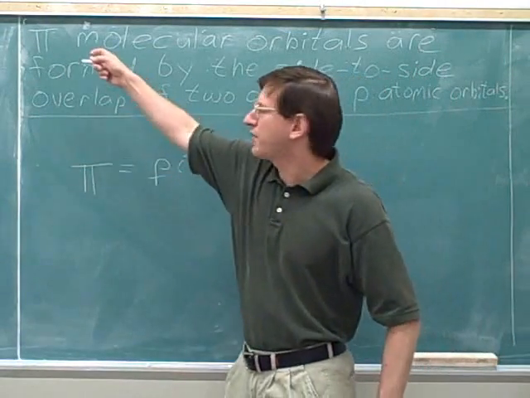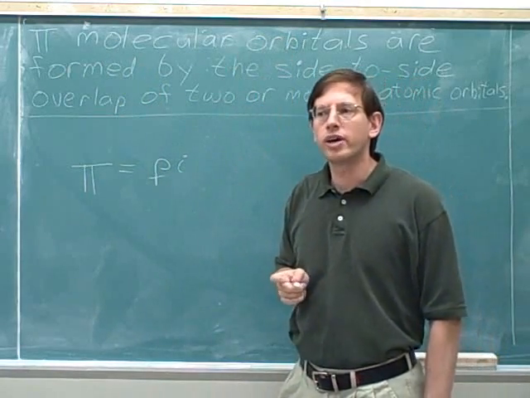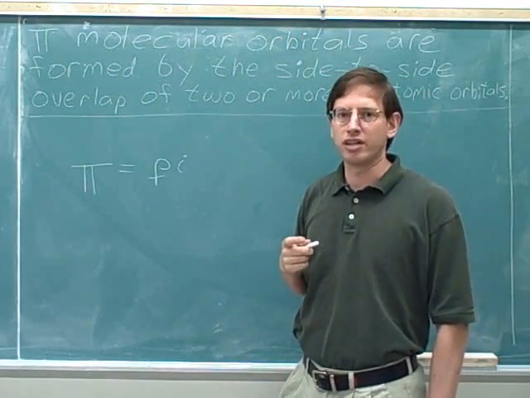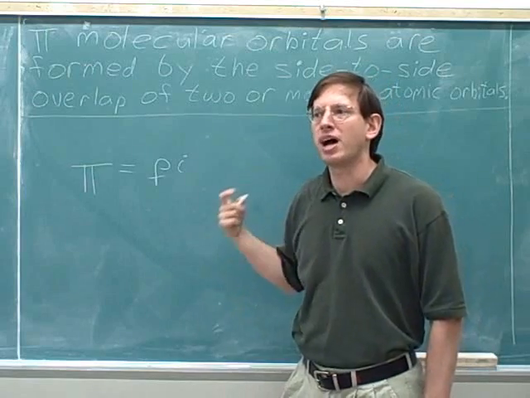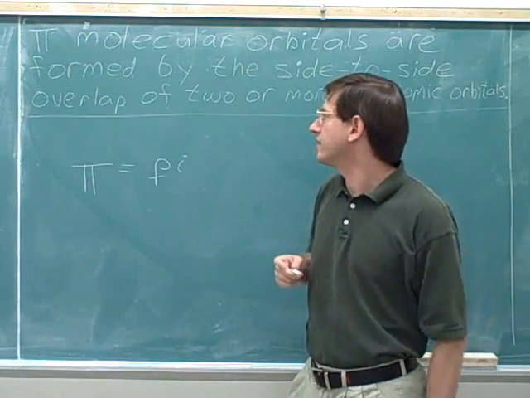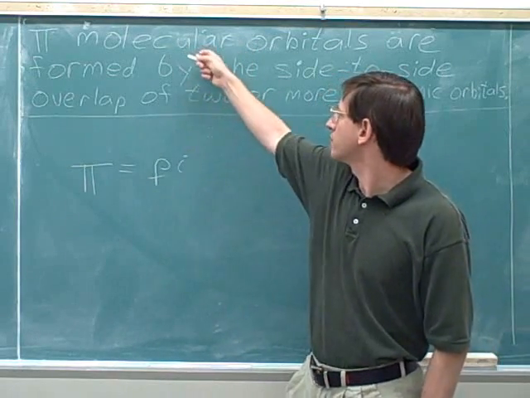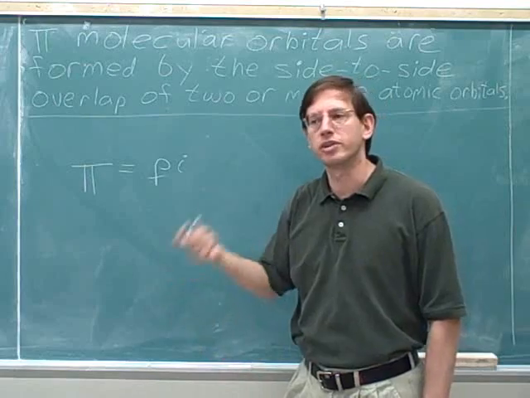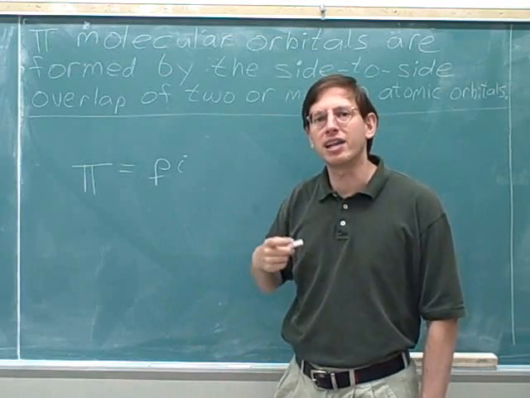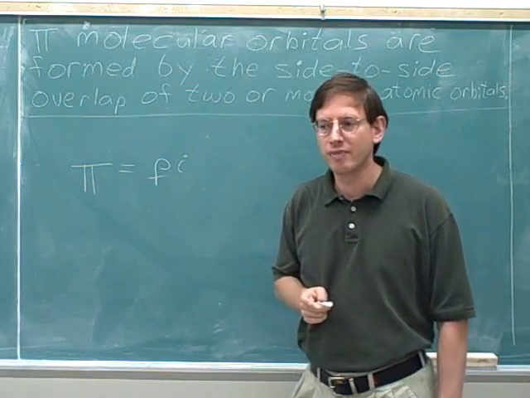Now, when we use the word pi, that can refer to either the molecular orbitals or the electrons. What do we mean by the pi electrons? Well, obviously, the pi electrons are the electrons that are in the pi molecular orbitals. So if you know where the pi molecular orbitals are, you also know what the pi electrons are. The pi electrons are the electrons in the pi molecular orbitals.